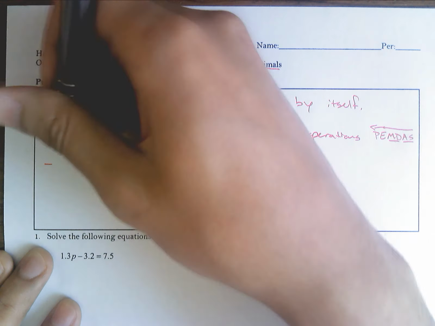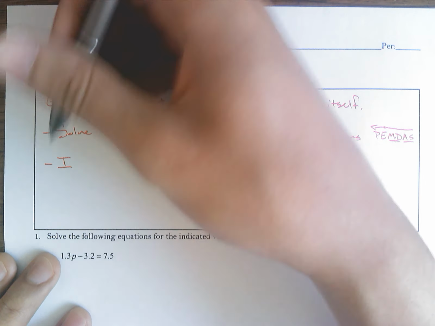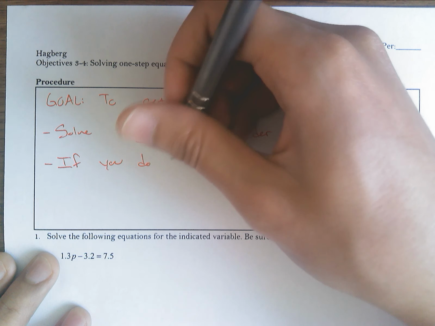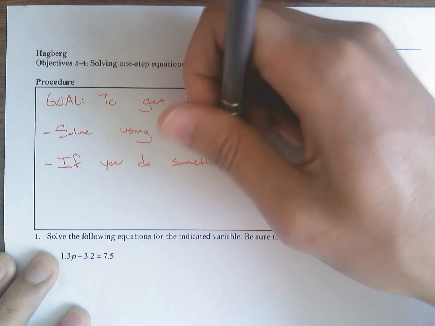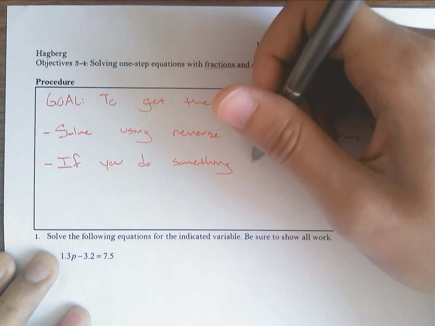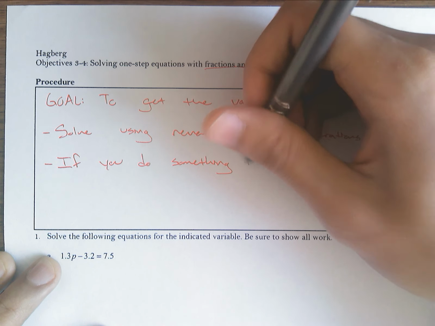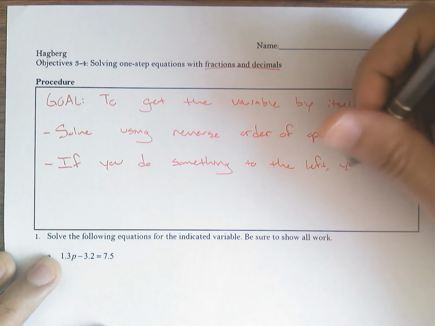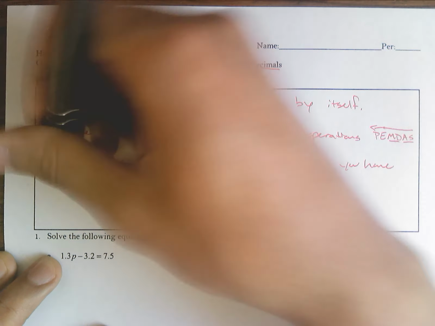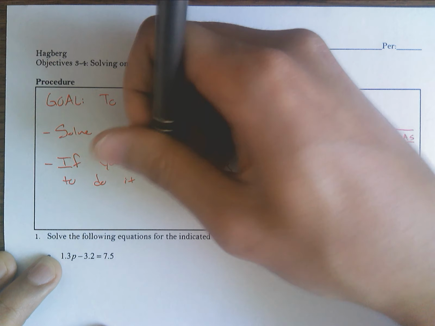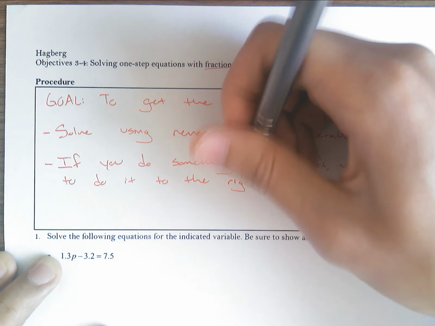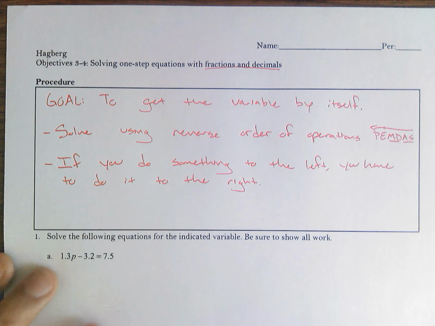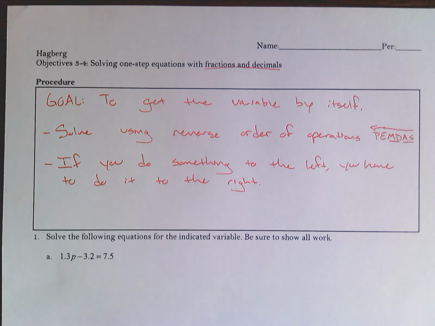A quick reminder, you can put a star next to this, you can put it in bold. If you do something to the left, you must also do it to the right. So if we add 6 on the left side, we also have to add 6 on the right side. You can think of these equations as scales. You have to balance the scales. If you do it to the left side, you have to do the exact same thing on the right side in order for the scales to balance.